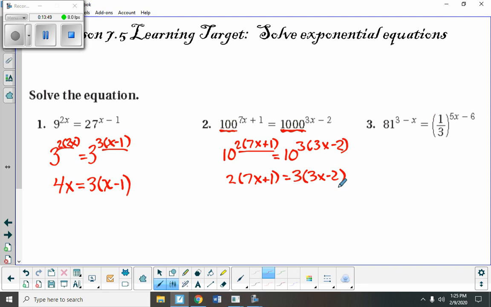All right, in the next example, we have 81 and 1/3 that we're going to look at. Well, 81 can be written with a base of 3. That's 3 to the 4th. And then you still have 3 minus x there. 1/3 is 3 to the negative 1. And then you still have 5x minus 6. Now, set those exponents equal to each other and solve.